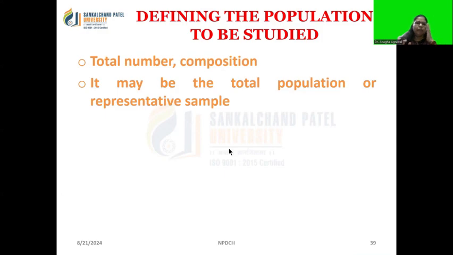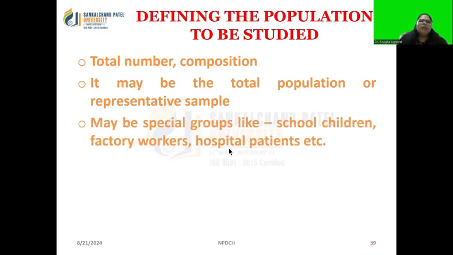In the example we have taken about nursing bottle caries, we cannot take the entire population into consideration. So we will have a representative sample from which we'll get our results. That representative sample we have to take from small children, children below 5 years. So the entire population we're not taking into consideration. Maybe special groups like school children, factory workers, hospital patients, etc.